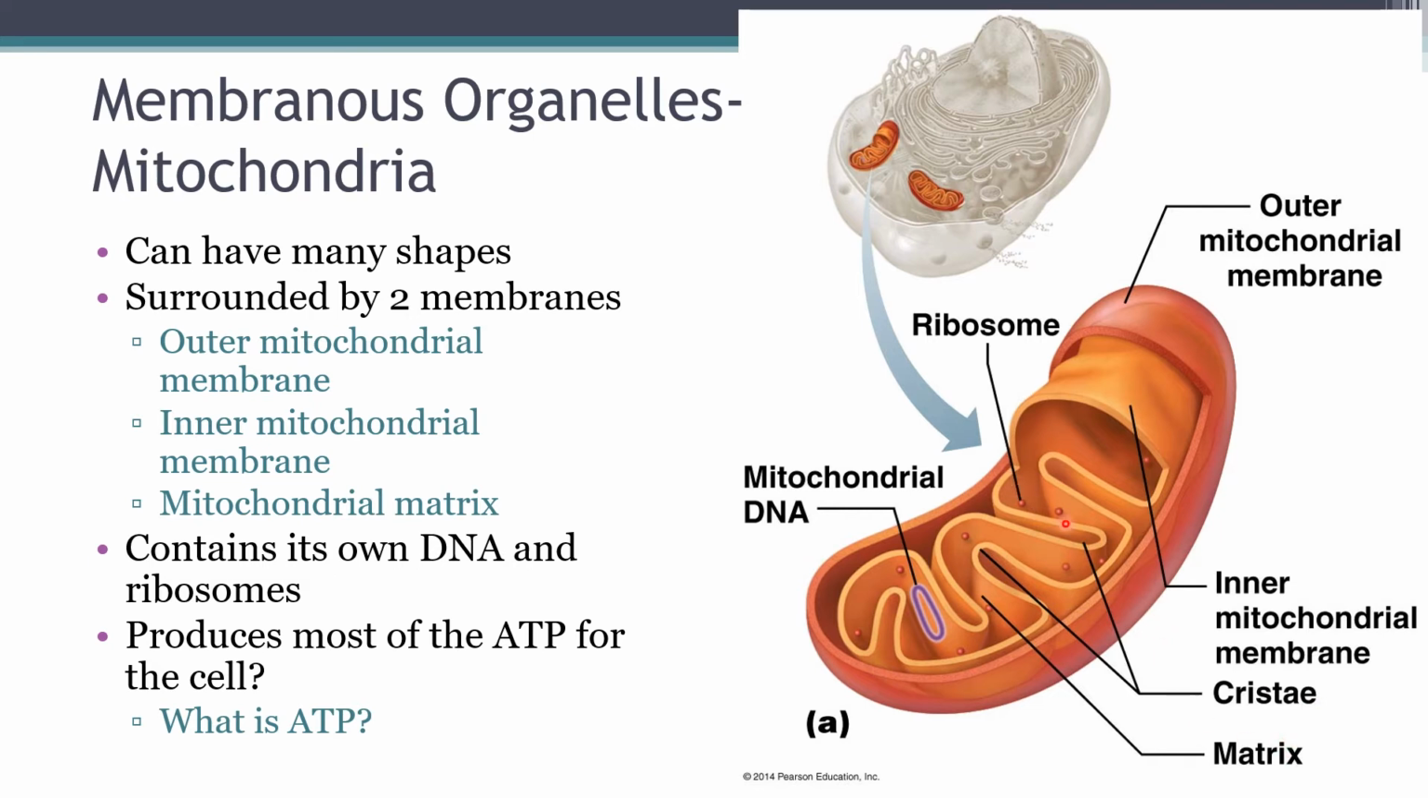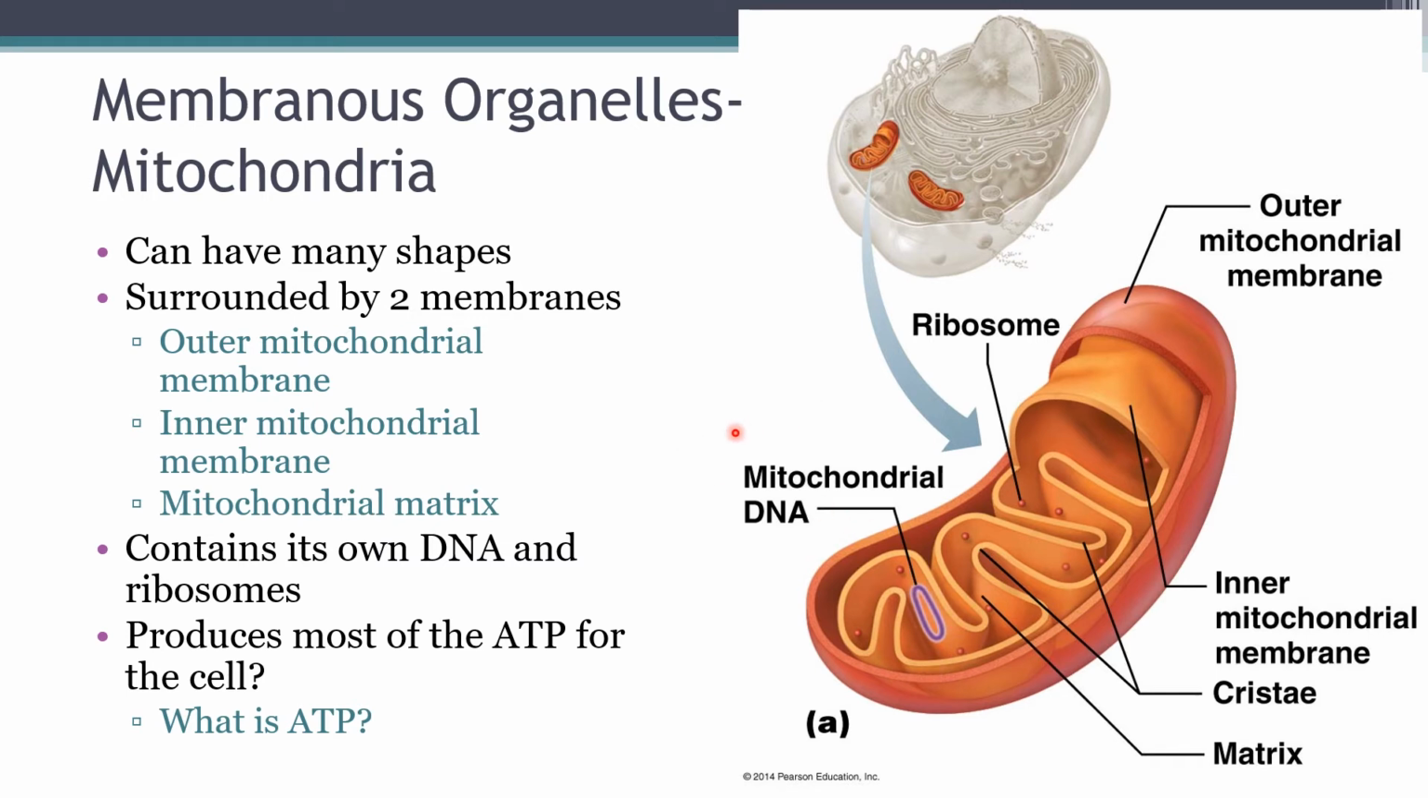Now, inside the inner mitochondrial membrane, you're going to have a fluid-filled space that's called the matrix, or the mitochondrial matrix. And the mitochondria inside this matrix has its own DNA. The DNA in the mitochondria is circular. That's why they show you kind of a purple circle for it. So the chromosome is actually circular. It's not linear.